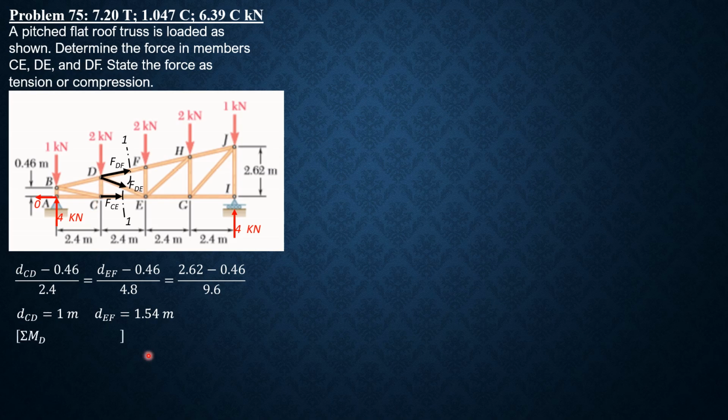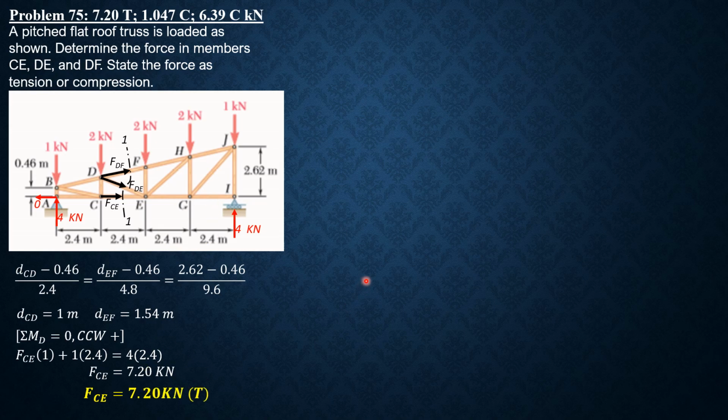So summation of moment about D equals 0, counterclockwise positive, we can now compute FCE. So FCE times 1, then plus 1 times 2.4 equals 4 times 2.4. So that's the moment equation solving for FCE. FCE is 7.2 kilonewtons. Since it is positive, it is tension.